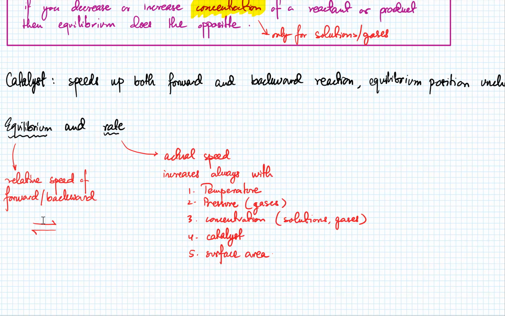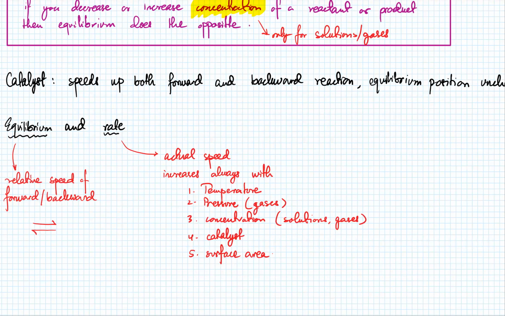Okay? So don't get confused in this. When you make a comment about equilibrium position, it's not about their absolute speed, it's about their relative speed. Maybe both of them are slowing down, but one of them is still faster than the other one. Or maybe both of them are speeding up, but one of them is faster compared to the other one. And when they talk about rate, they're talking about the actual speed.